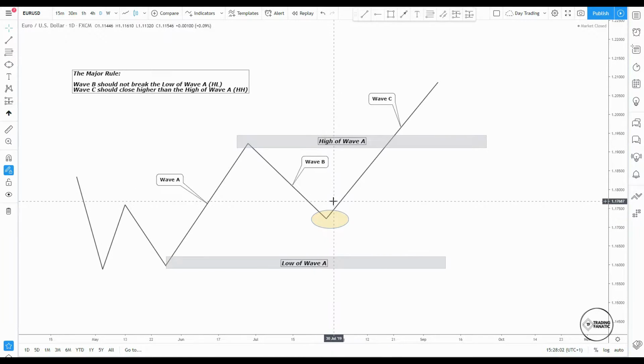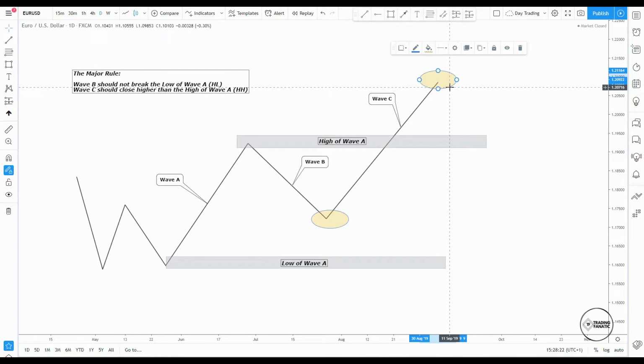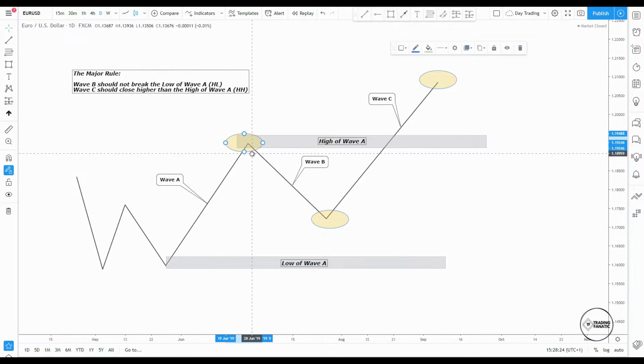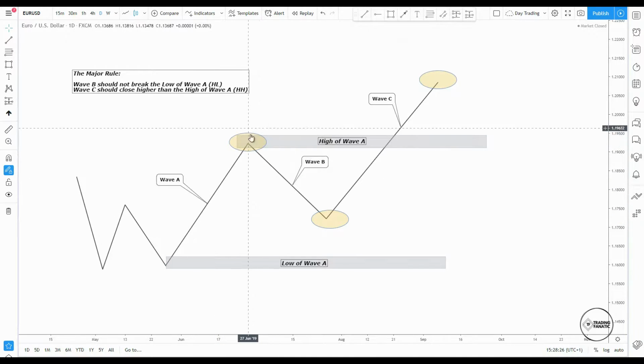And after a higher low, what do we expect? A higher high. This is the second rule: wave C should close higher than the high of wave A. Because if it breaks the high of wave A, then we will have a higher high. The current higher high, we can see it's here. This was newly created, and the last higher high we can see is here. After price created a higher high, it pulls back for a higher low, and then when price creates the higher high, that's when you have a trend line, guys.